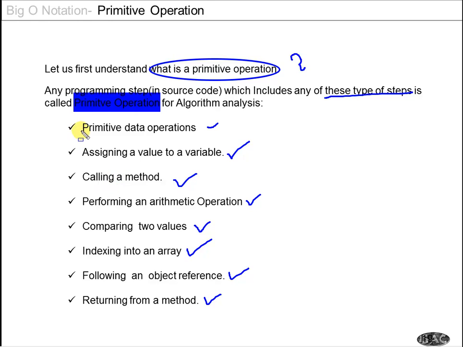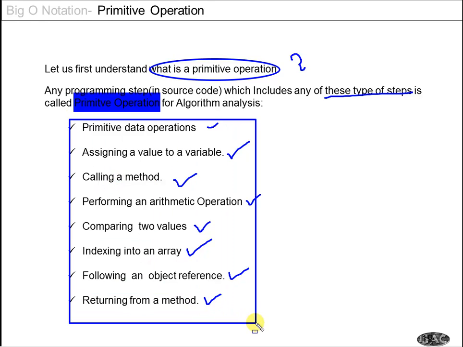Okay. So these are various primitive operations which we will count in any source code in any language. And once we know what a primitive operation is and how to count them, we'll use this concept in the next step for finding out your Big O notation. So stay with me. First understand what is primitive operation. Once you understand, it is much easier.